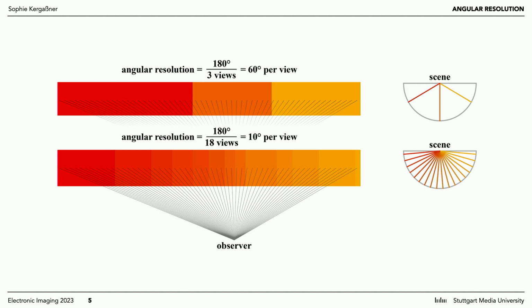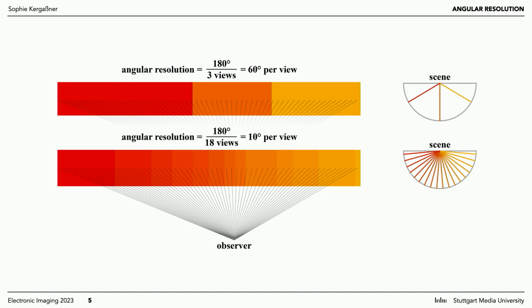And the resolution is calculated by the field of view of the display to its number of views it displays. And on the top right, we can see the views displayed in a top-down view, and we notice that the more views we have, the closer the views are actually together, and the more similar is the information about the scene. So we can see it in the 2 right images.